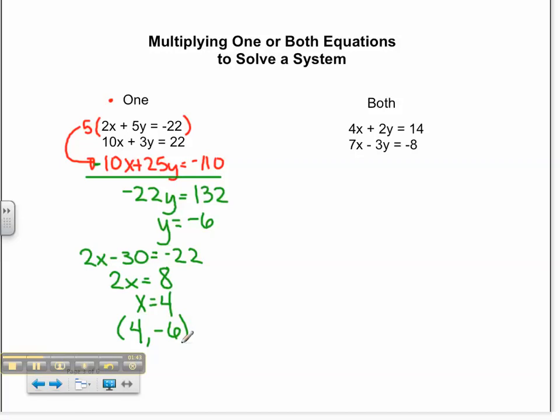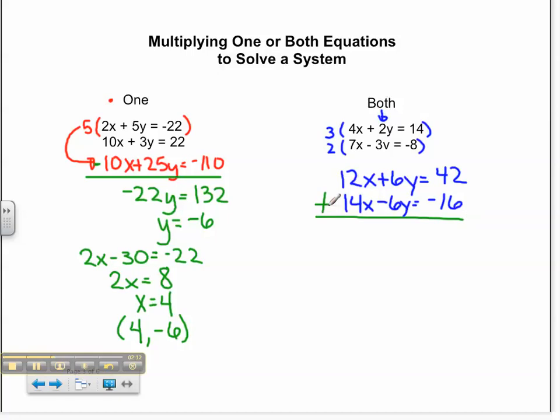And looking at this, I'm going to choose to look at the y term to make equal. I will multiply the first equation by 3 to get 6y and the second by 2. My new equations are then 12x plus 6y is equal to 42 and 14x minus 6y is equal to negative 16. Since I have opposite common terms, I will use the addition method.